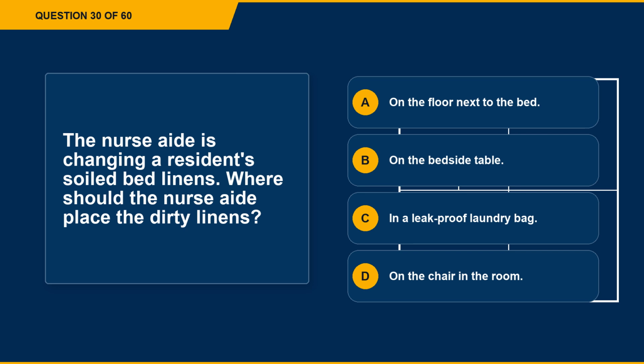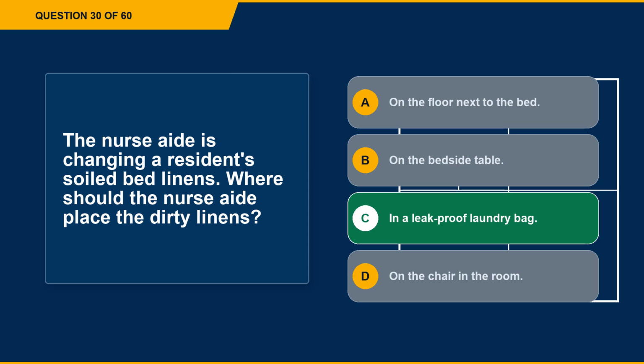Where should the nurse aide place the dirty linens? Option A, on the floor next to the bed. Option B, on the bedside table. Option C, in a leak-proof laundry bag. Option D, on the chair in the room. The correct answer is option C, in a leak-proof laundry bag.